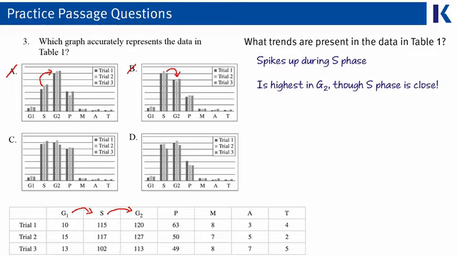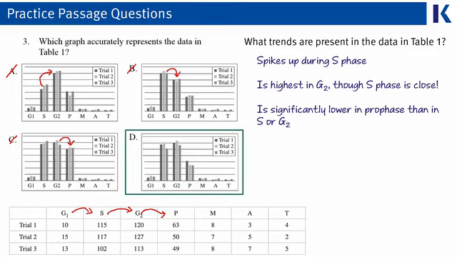to G2. And then the final observation is that going from G2 to prophase, there's a pretty substantial drop. All those numbers get cut in half or more. And that allows us to knock out answer choice C, because in answer choice C, there really isn't an appreciable drop from G2 to prophase. That leaves us with answer choice D, which is the right answer.